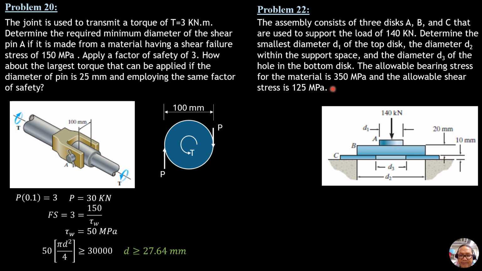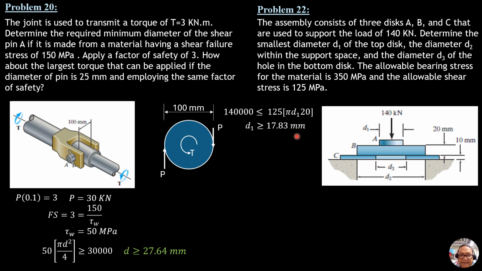punching shear. Allowable shear is 125. So P equals 125 times the area, and P is 140,000 newtons. The punching shear area is pi diameter 1 times thickness 20. So 140,000 must be less than or equal to allowable shear by punching times the punching area, pi diameter 1 times thickness 20. Solving for D1, it should be greater than or equal to 7.83 mm.